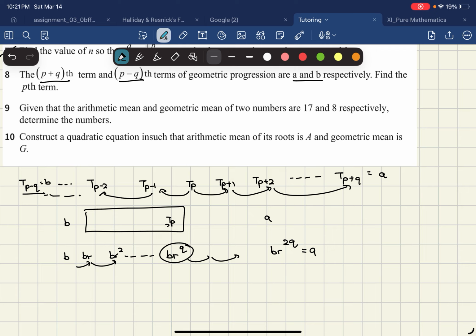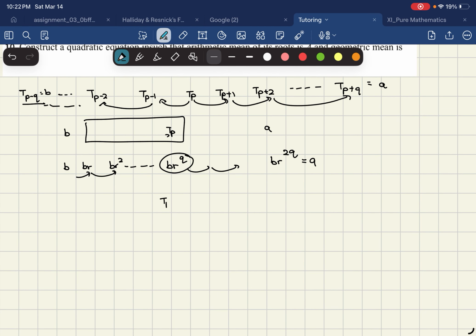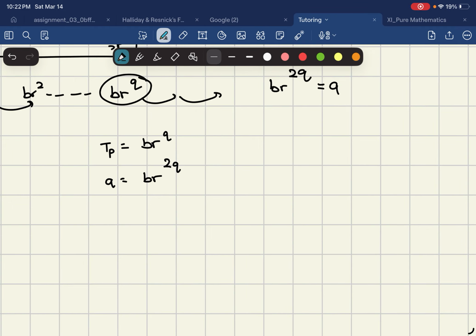So when we go forward q times again, when you multiply by r to the power q again, we get br to the power 2q. And that is a. So we know that TP is equal to br to the power q, and a is equal to br to the power 2q. So we want the value of TP. We want to find the pth term.